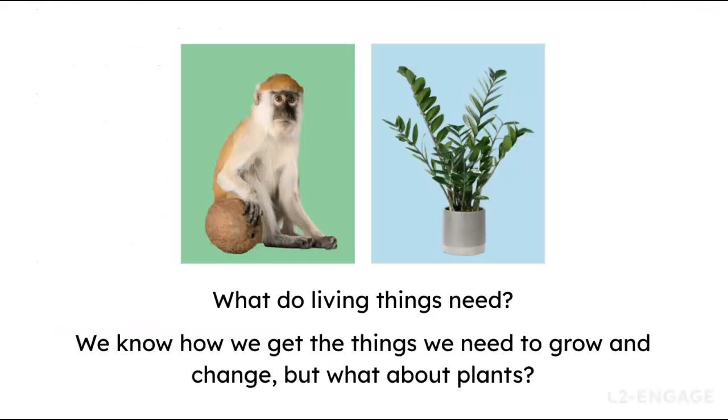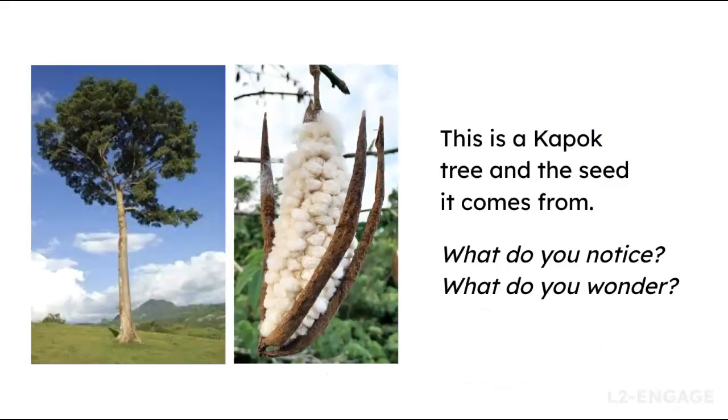You'll start the Engage portion by asking students about the needs of living things and if they know about the different needs of animals and plants. You'll show students a picture of a kapok tree seed and plant and ask students what they notice and wonder. You'll then revisit the driving question board and add any new questions and highlight any others connected to the learning goals of this lesson by calling attention to questions about what plants need to grow.